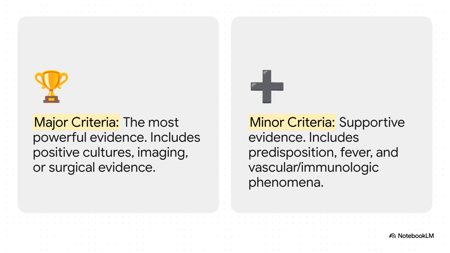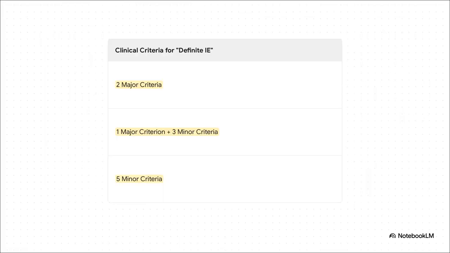Then you have the minor criteria. These are all the supporting clues, the fever, the risk factors, those vascular and immunologic signs we talked about. And this is where it all comes together. We're not just guessing, we're doing some diagnostic math.